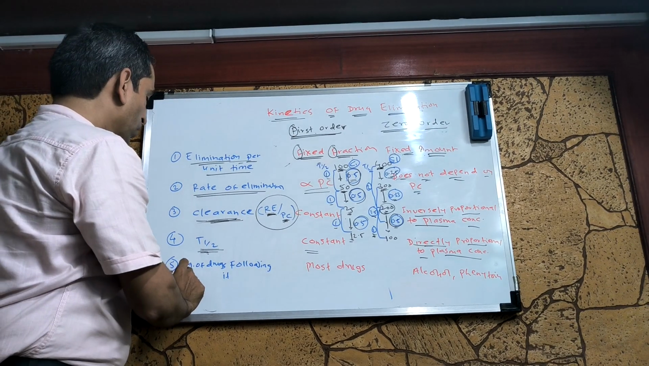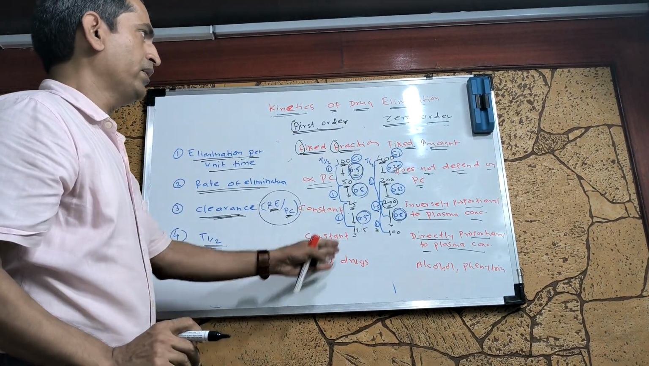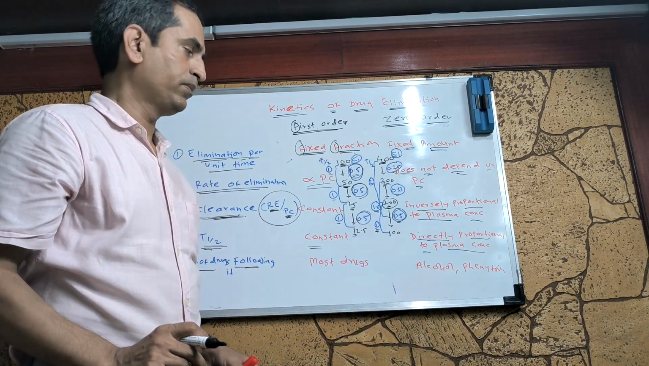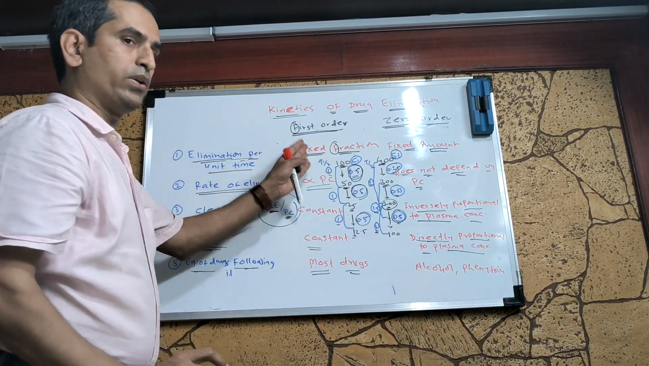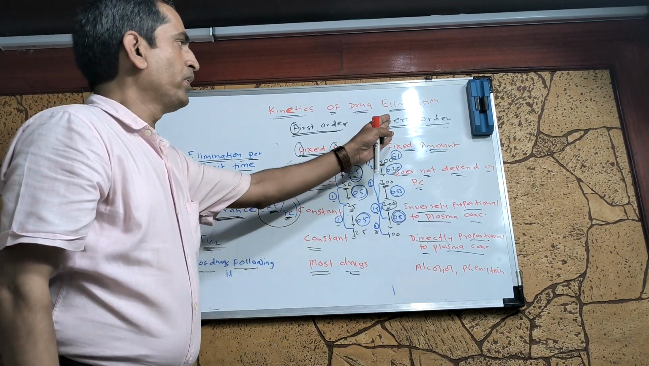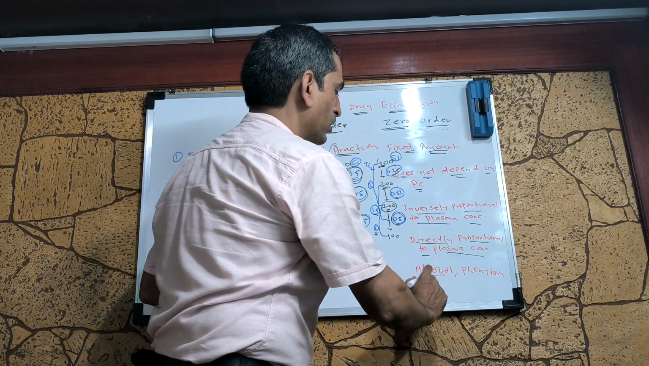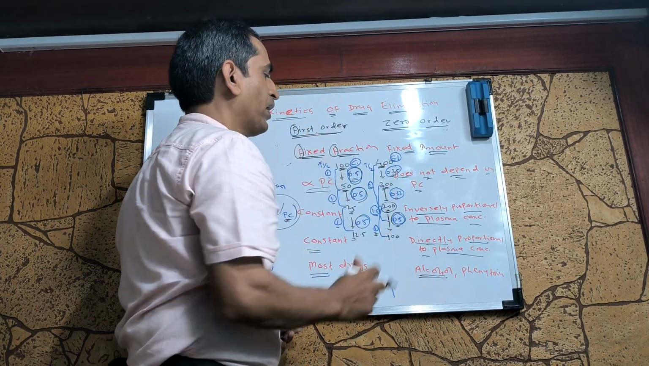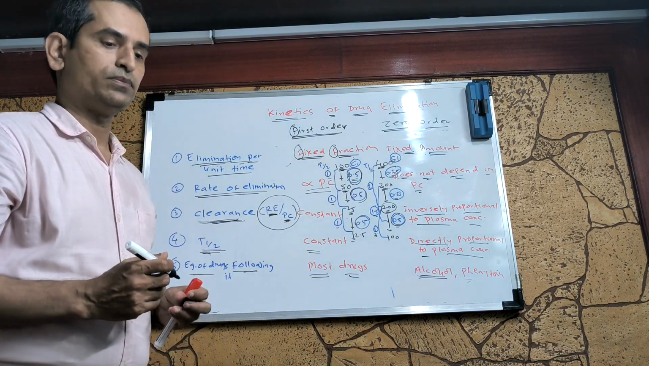And the last point is about the examples of drugs which follow first order kinetics and zero order kinetics. Most of the drugs follow first order kinetics. Few drugs follow zero order kinetics. For example, alcohol follows zero order kinetics. Phenytoin follows zero order kinetics.